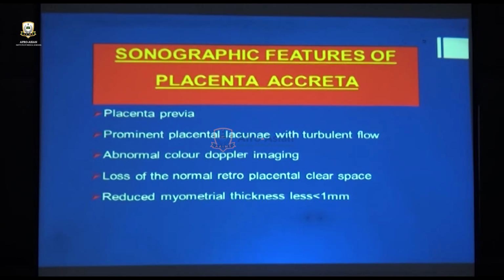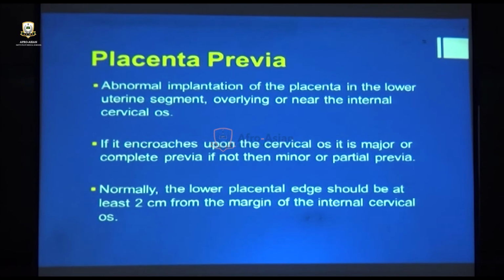Now, how do we go for it? One, placenta previa is the key. So, when there are a number of cesarean sections, curettage, or trauma in a different way to the myometrium, the patient is going to have a chance of having a placenta previa.